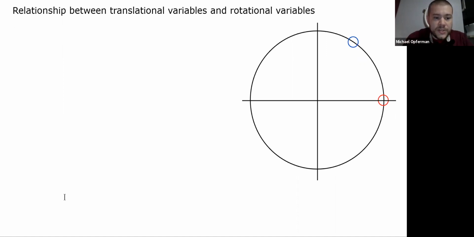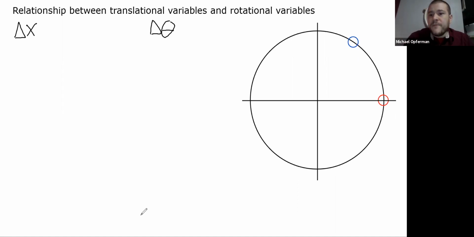We have the position and displacement, which are given by x and delta x. Let's just say delta x. And then we have the angular displacement corresponding to that, delta theta. So let's start with, how is the good old-fashioned displacement, delta x, related to the angular displacement, delta theta?